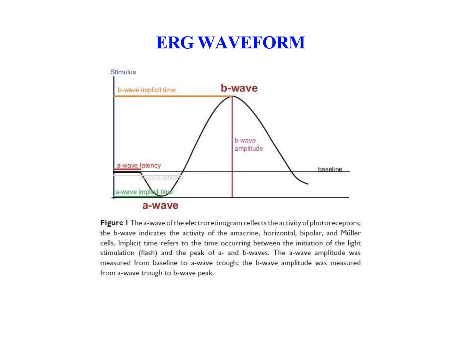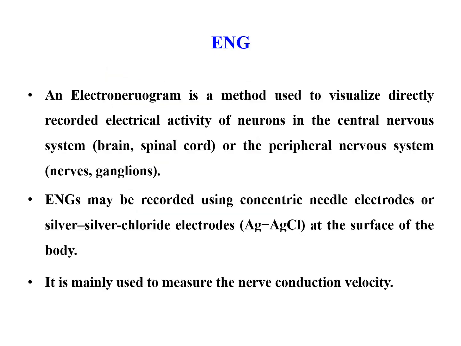The peak levels of A and B waves are measured from the initiation of the light stimulation cycles. A wave amplitude was measured from baseline to the A wave trough. B wave amplitude was measured from the A wave trough to the B wave peak. This is the ERG, electroretinogram waveform.